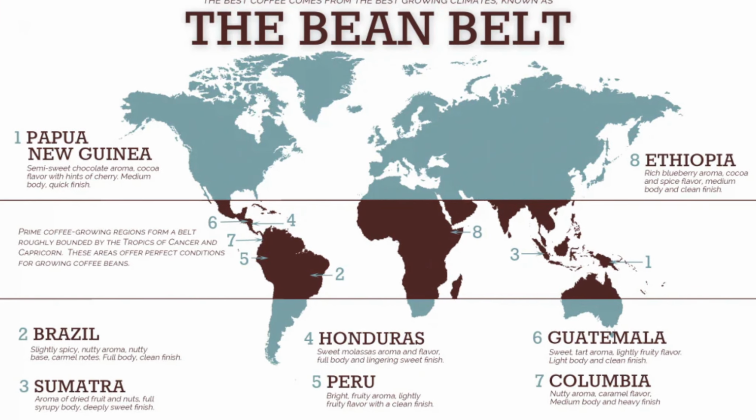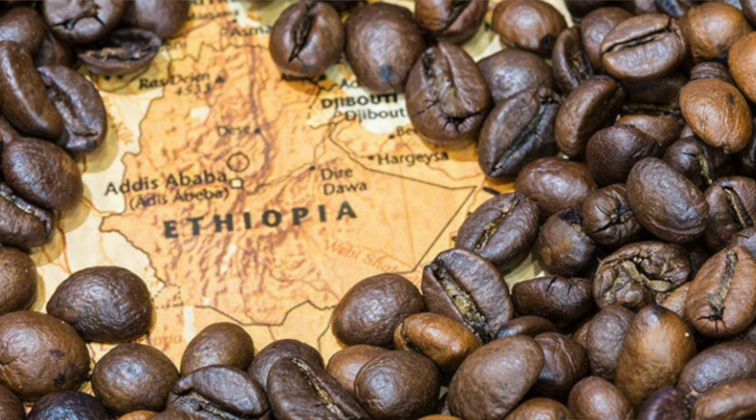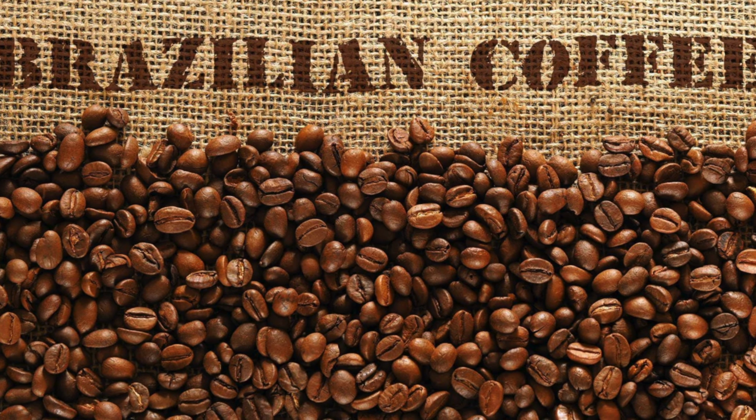Where does the coffee come from? Based on experience, I know what kind of flavor profile to expect and how to use the coffee. Over time, you will learn to identify coffees by their origin. For example, Ethiopian coffee tends to be more acidic, while Brazilian coffee is more classic and balanced.